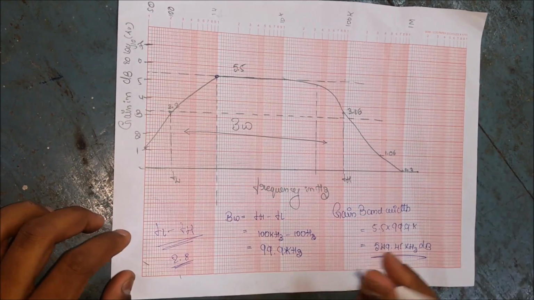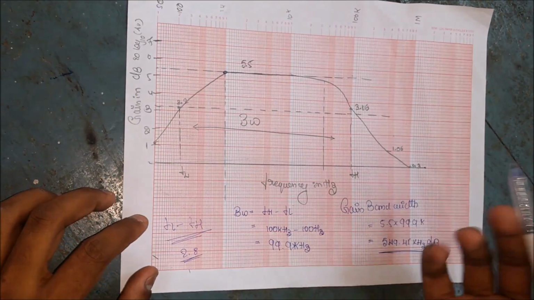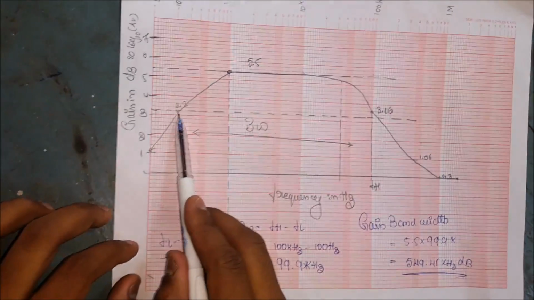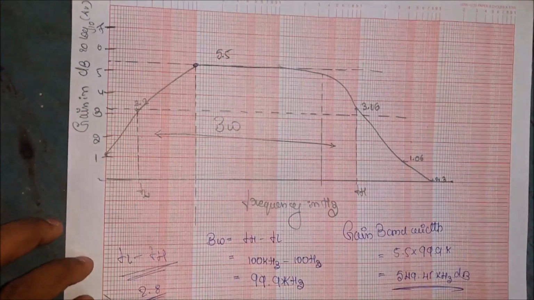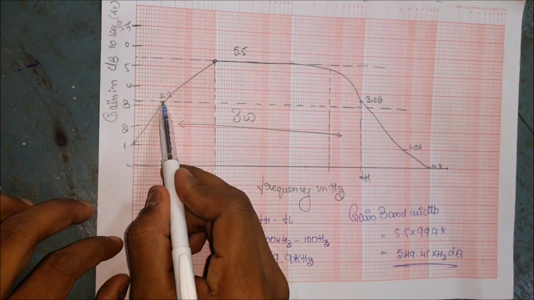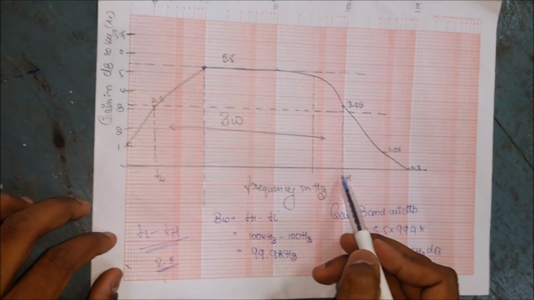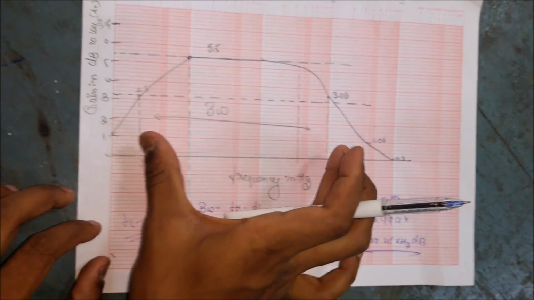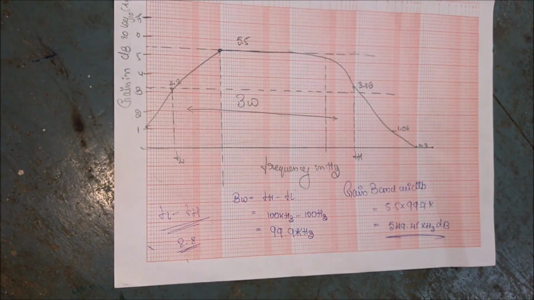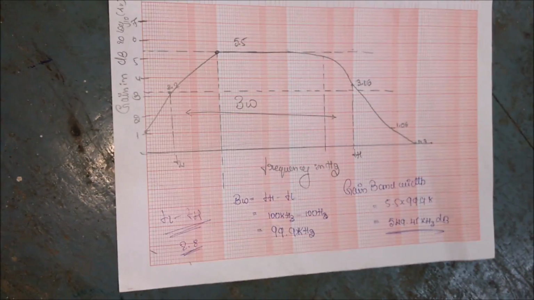This is where the gain drops. At 100 kilohertz the gain drops by 3 dB, and at 100 hertz it also drops by 3 dB. Okay, this band from 100 hertz to 100 kilohertz is where the amplifier is actually amplifying my frequency. In between, there is sufficient information we can get.